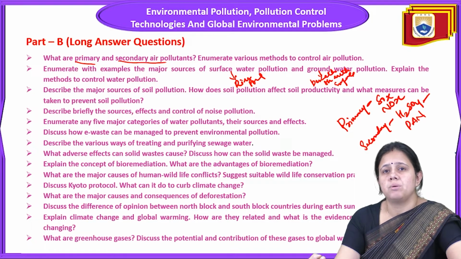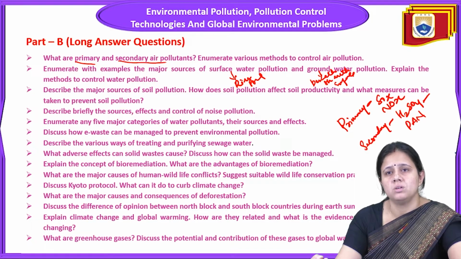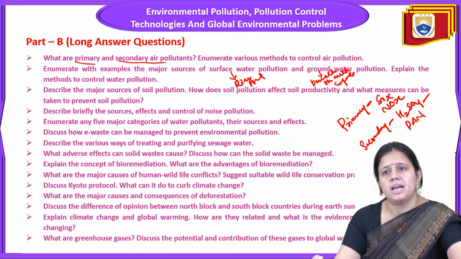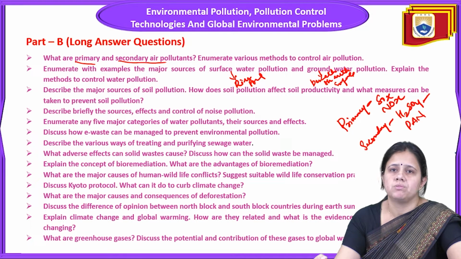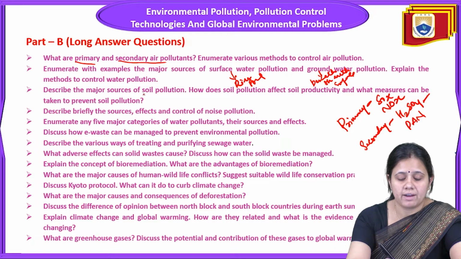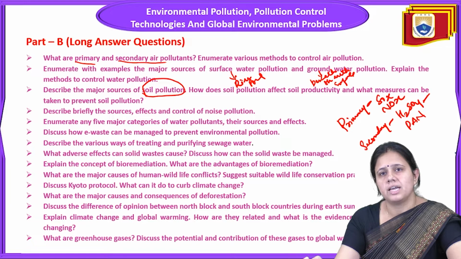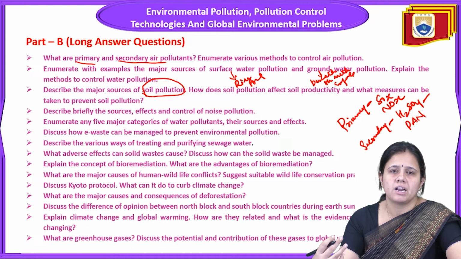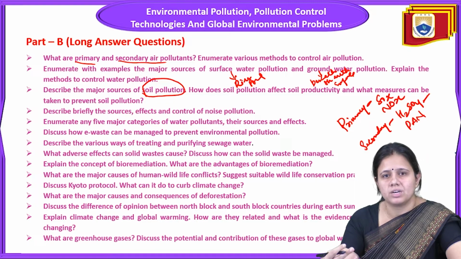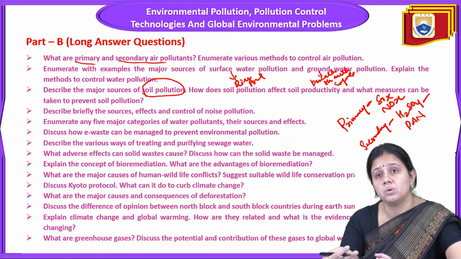The next question is about the major sources of soil pollution. How does it affect soil productivity, and what measures can be taken to prevent soil pollution? Here you have to discuss soil pollution in general, like which are the major sources affecting the soil, like fertilizers and chemicals, and how this is going to affect soil productivity.